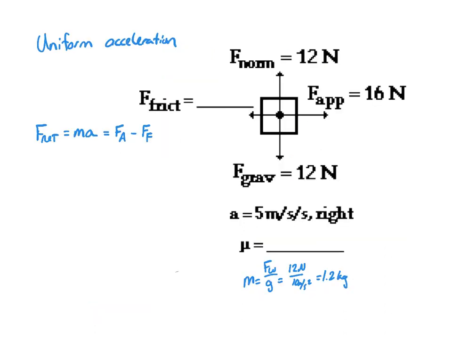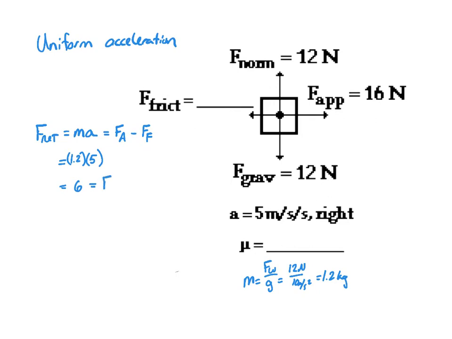Okay, we're going to take a look at another case of uniform acceleration. However, in this case, we have both an applied force and a frictional force. So when we write out our net force equation, it's important to include both. We know net force is always mass times acceleration. In this case, it's equal to the applied force minus the frictional force.